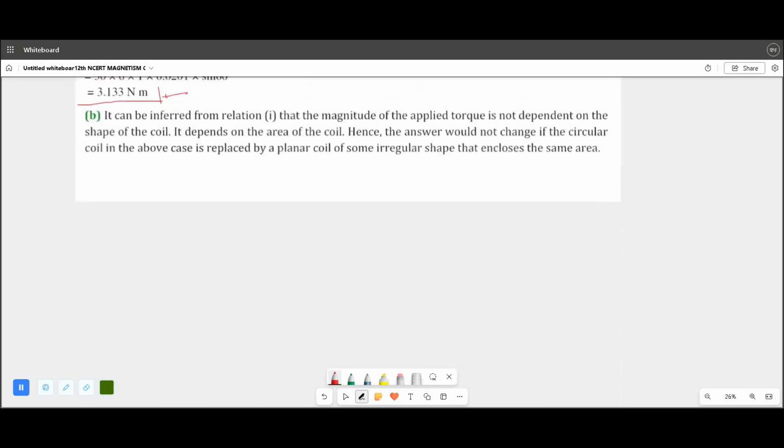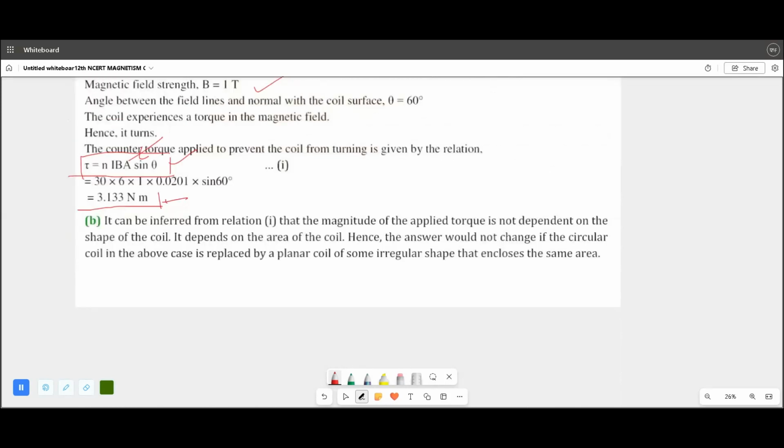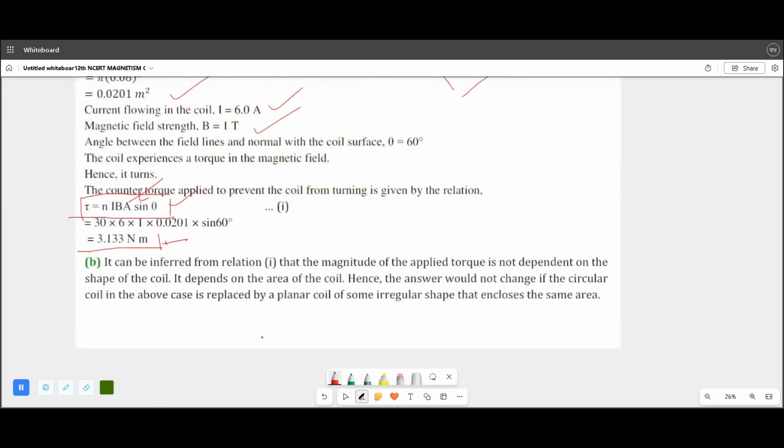Correct. Now that was the end of the chapter. So this chapter is over. We'll do one more chapter, tomorrow.